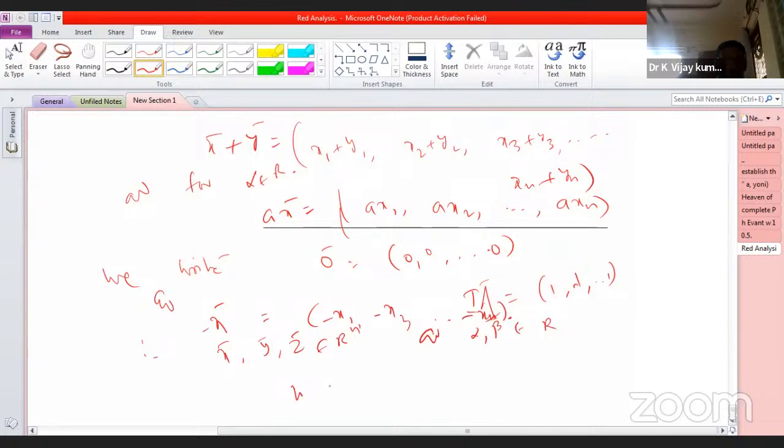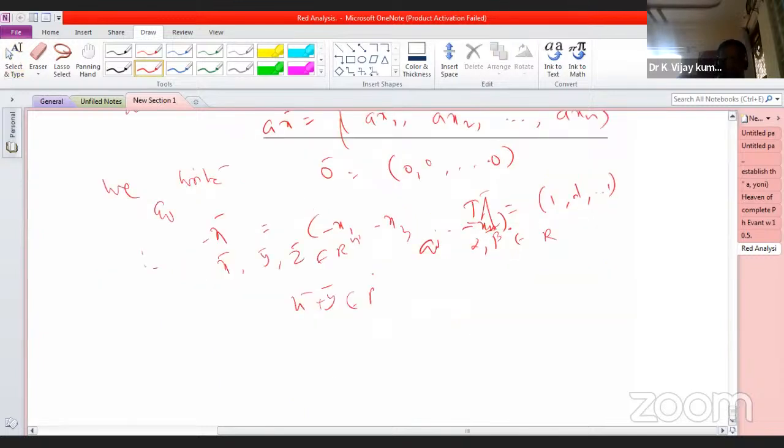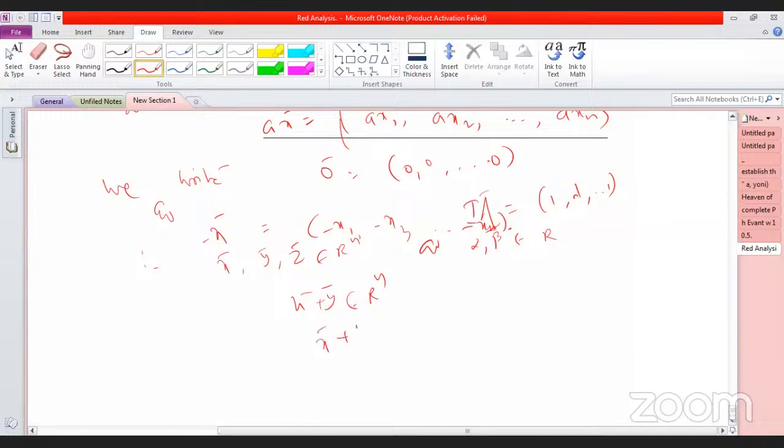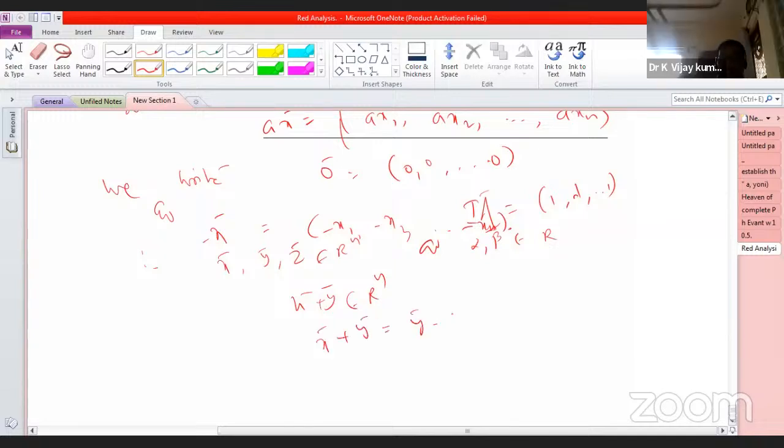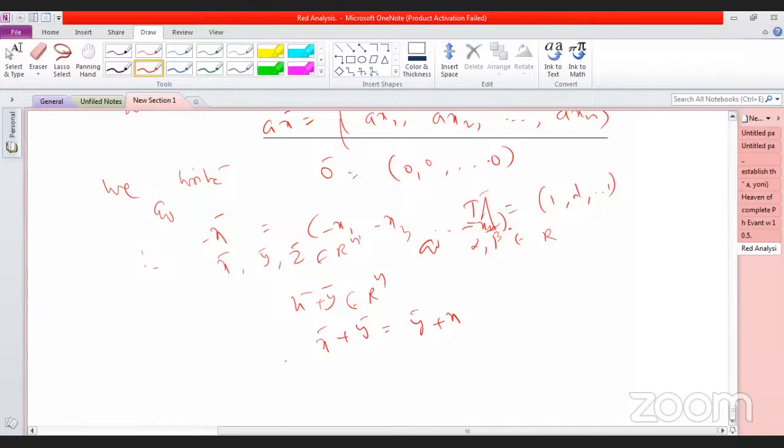x bar plus y bar belongs to R power n, right? Yes, sir. What is the property we can write here? x bar plus y bar is equal to y bar plus x bar. We can write it, right? Symmetry, sir. Symmetry.